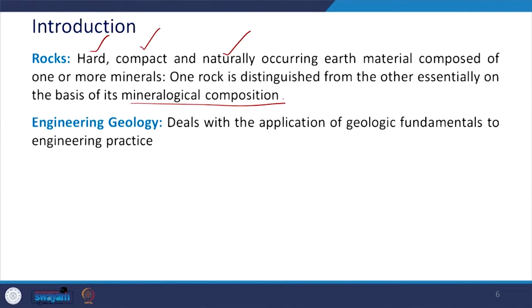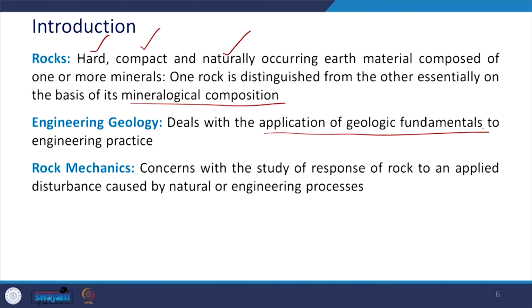Now, the next term which is very important for us to understand is engineering geology. This deals with the application of geological fundamentals to engineering practices. So, the branch which deals with this type of thing, we put it under engineering geology.